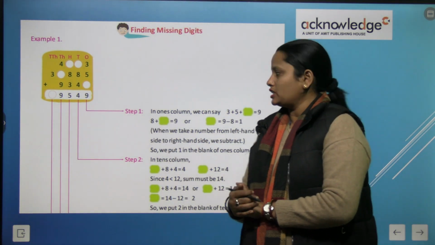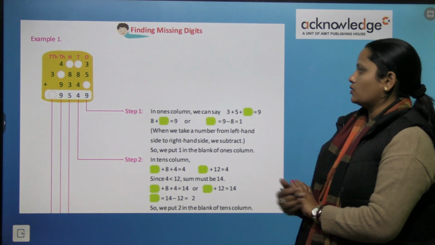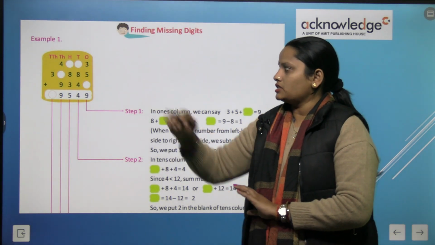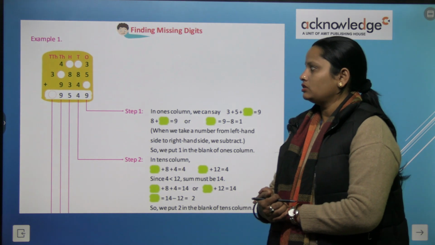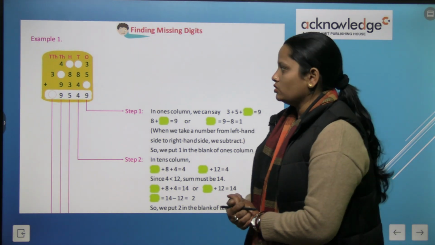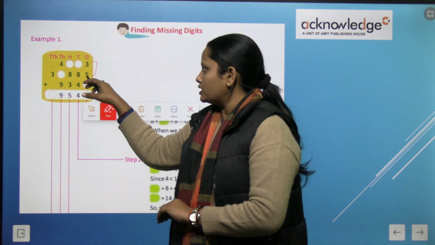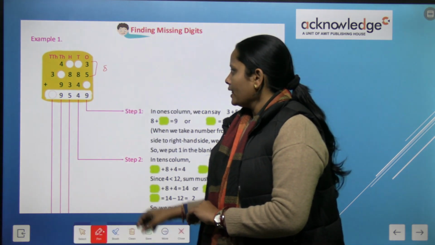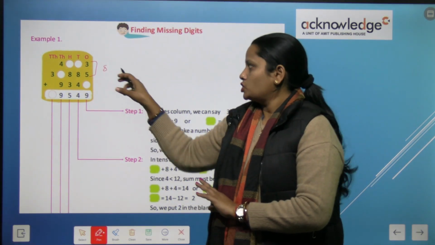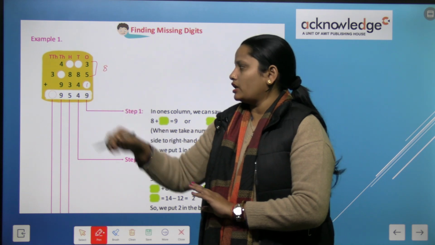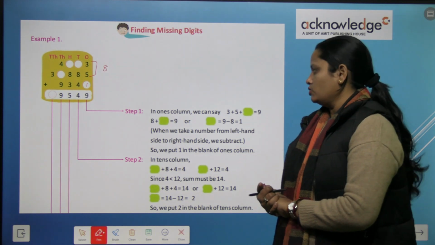So here the step 1 says in one's column we can say 3 plus 5 plus dash is equal to 9. तो one's column को हम अगर ध्यान से देखेंगे तो 3 plus 5 is equal to 8. 5 plus 3 is equal to 8. अब 8 आ रहा है इन दोनों को प्लस करके, ओके, लेकिन एक नंबर मिसिंग है और आंसर क्या आना चाहिए 9. सो 8 में हम क्या ऐड करेंगे कि 9 आंसर आएगा. सो हियर वी हैव टू ऐड 1. सो 9 minus 8 is equal to 1.